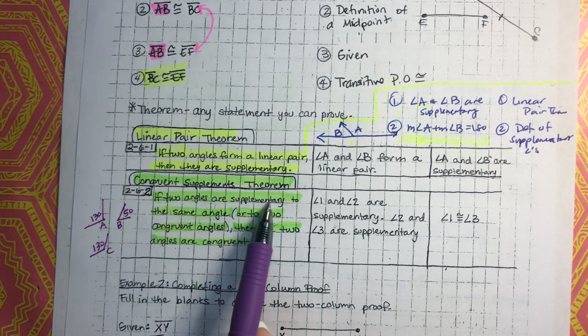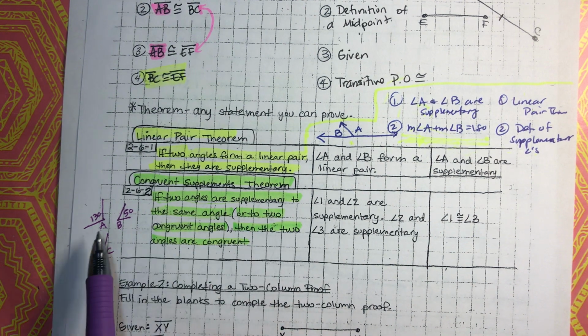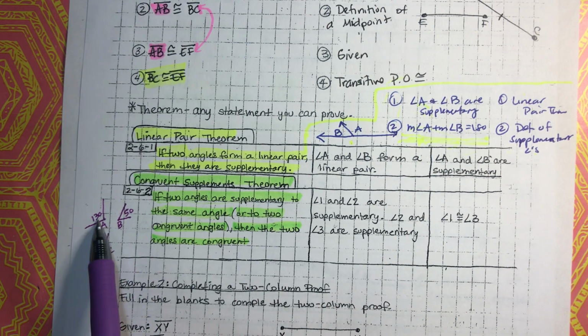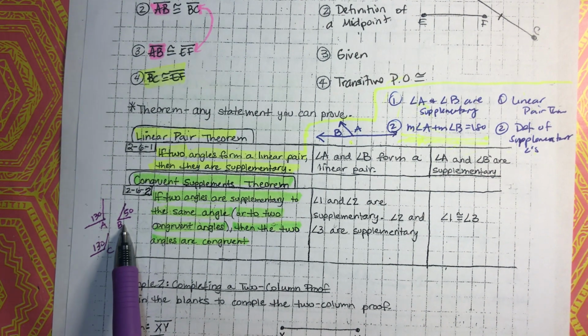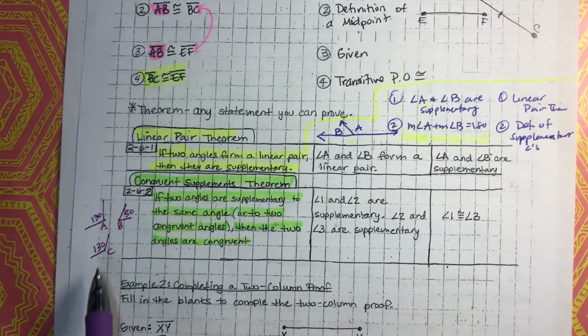So if two angles are supplementary to the same angle, so the two angles that are supplementary to the same angle is, A is supplementary to B and C is supplementary to B. So A and C are the two angles that are both supplementary to B. Okay, then what it says is then the two angles are congruent. So we can say that A and C are congruent.